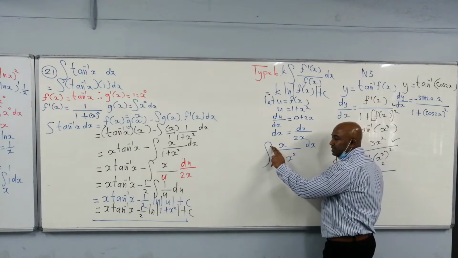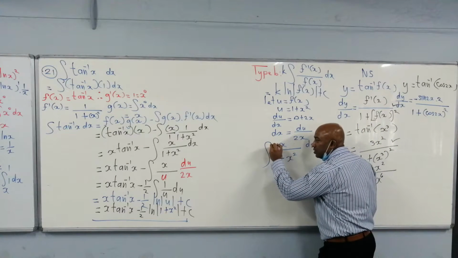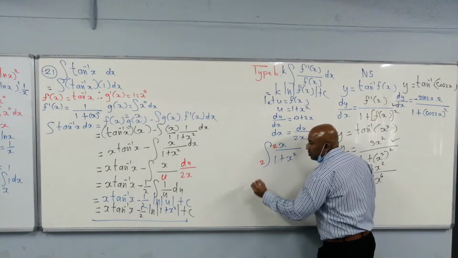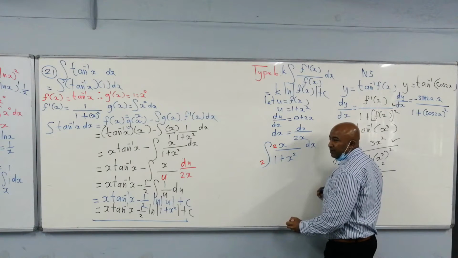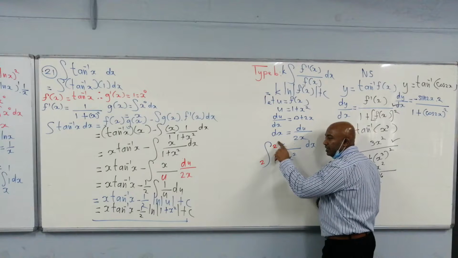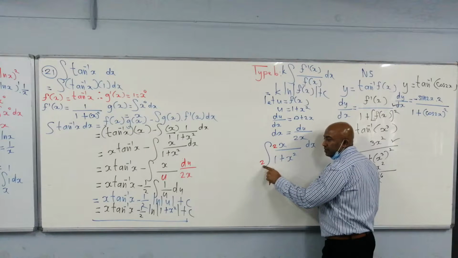2x. So what's missing here? If I write down a 2 there, I must divide by 2 also. You understand what happened there? If I write down a 2 there, I must also divide by 2.